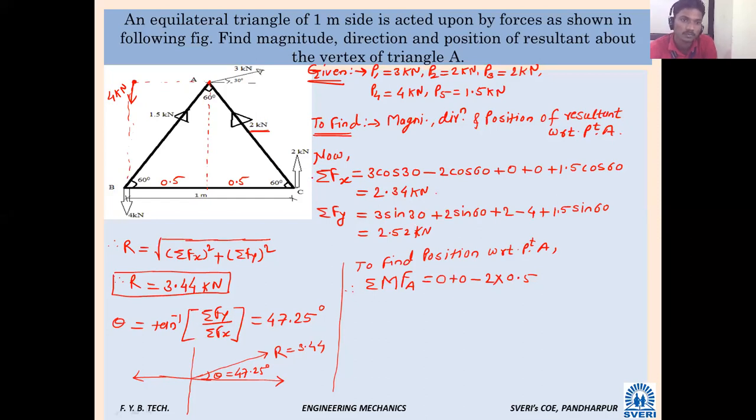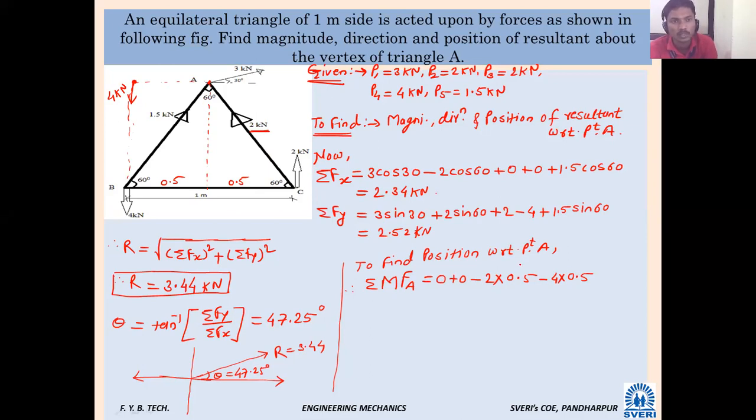Anti-clockwise. Again it will rotate anti-clockwise. So minus 4 into the perpendicular distance between the line of action of that force and point A, which is half. Any other forces remain? Just check. 1.5 kilonewton. Yes, 1.5.